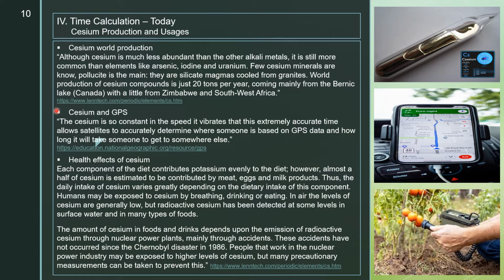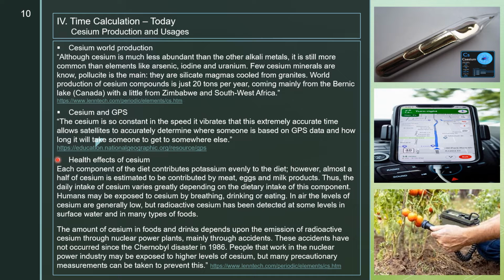Cesium and GPS. The cesium is so constant in the speed it vibrates that this extremely accurate time allows satellites to accurately determine where someone is based on GPS data and how long it will take someone to get to somewhere else. We know that each GPS satellite contains multiple atomic clocks that contribute very precise time data to the GPS signal. And GPS receivers decode this signal effectively, synchronizing each receiver to the atomic clock. And every single GPS satellite is home to a family of atomic clocks, typically 4, and they derive their time from cesium or rubidium atoms. Very fascinating.